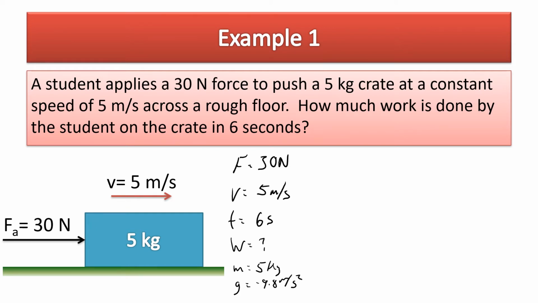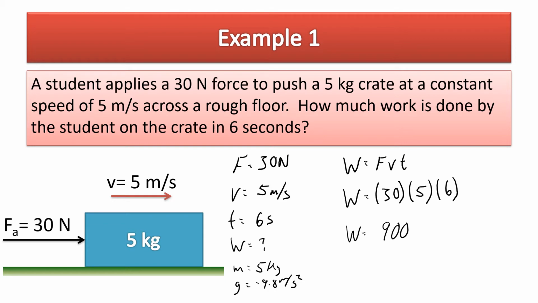Okay, so we write our equation, substitute, and solve, and you get the work is equal to 900. What are the units for work? If you do a lot of work, you could buy a lot of joules. Okay, so 900 joules. Nice.